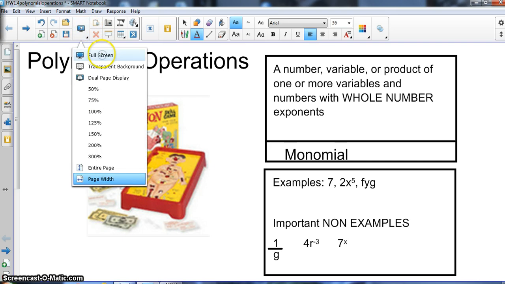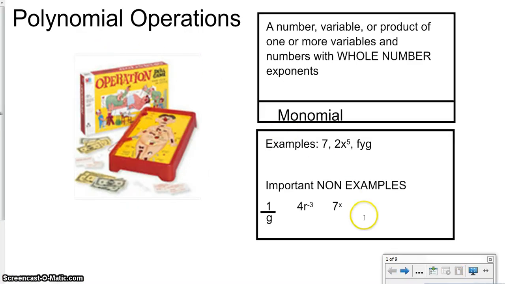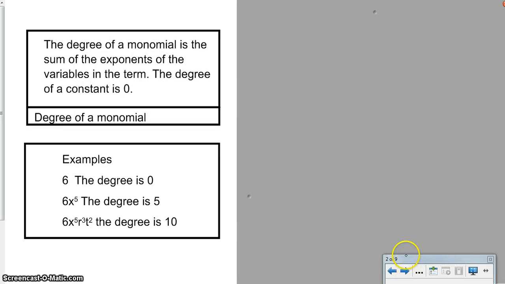Let's go ahead and make the screen larger now and move to the next slide. The degree of a monomial is the sum of the exponents of the variables in the term. The degree of a constant is 0 because remember the variable would be raised to the power of 0.